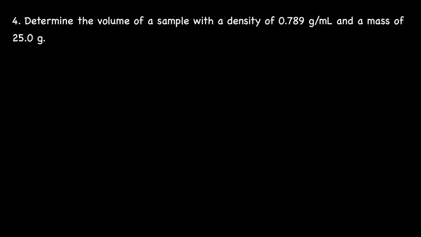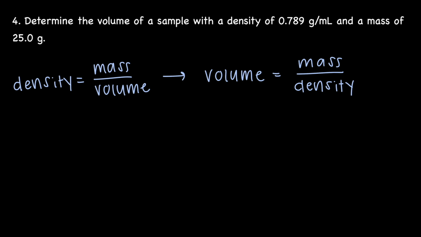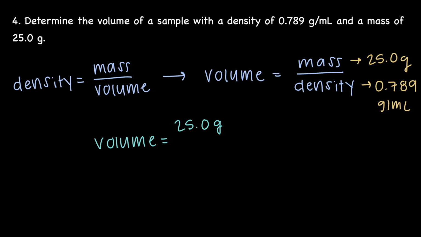Number 4, determine the volume of a sample with density 0.789 grams per milliliter and mass 25.0 grams. To find volume, we rearrange the density formula to volume equals mass divided by density. The mass is 25.0 grams and the density is 0.789 grams per milliliter. Dividing 25.0 by 0.789 gives approximately 31.7 milliliters. The volume of the sample is 31.7 milliliters.